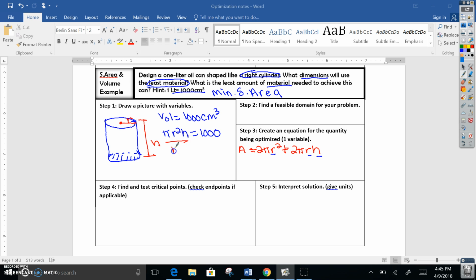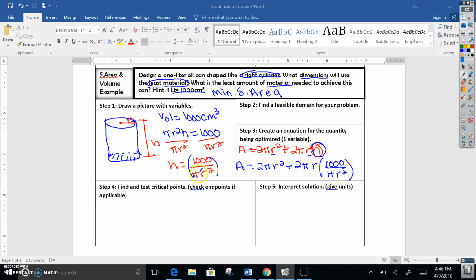So I will divide by pi r squared. And that should leave me h is equal to 1,000 divided by pi r squared. Because I know that h is equal to 1,000 divided by pi r squared, I can now come over here, and wherever I see an h, I'm going to replace it with this quantity right here. So I'm going to do that, and then I'm going to simplify a little bit. I'm going to press pause and then come back in just a moment. So I've already replaced the h as I had talked about doing over here.